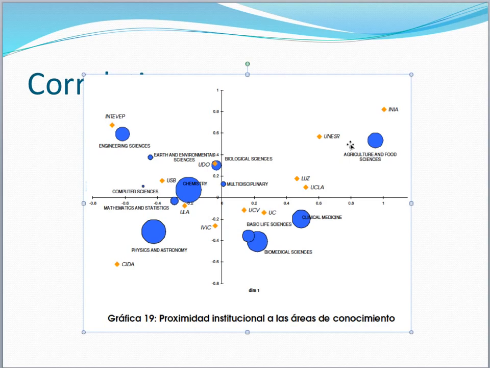Because what we can see here is that, for example, EVIC, which is at the center of this graph, is doing research on these knowledge areas: chemistry, physics, biomedical science, and basic life science. But the others are very specialized. Okay, INTEVEP does engineering science, and INIA and UNESR do agricultural and food science.